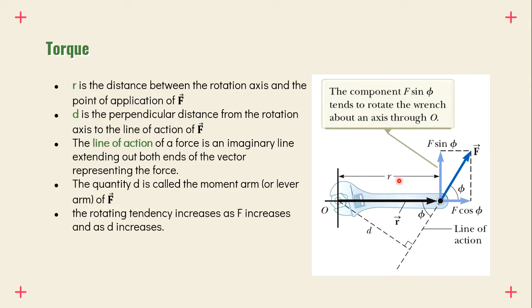So F sine phi times R and F times d should be equal in magnitude. The quantity d is called the moment arm. So this is the moment arm or lever arm of F, and the rotating tendency increases as F increases and d increases. You can actually observe this in everyday objects. If you use a longer wrench and a bigger force, the rotating tendency increases. So that means the torque increases. Meanwhile, if you use a shorter wrench, then the torque decreases also.